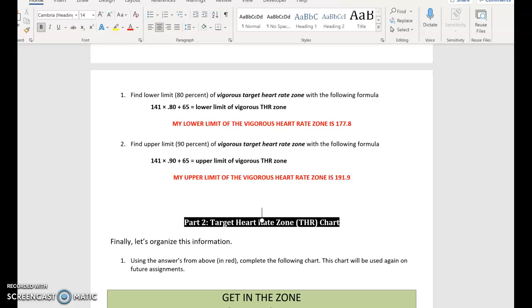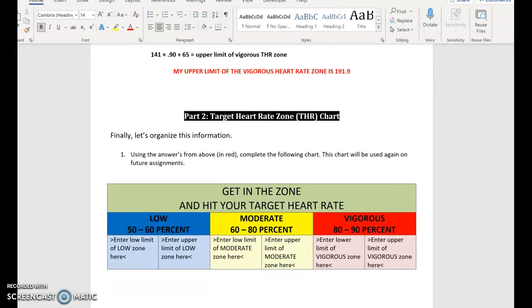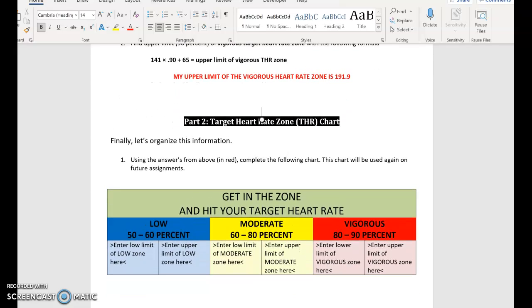And we have completed that. Moving on to part 2. For this part, we are just copying down numbers. This chart, get in the zone and hit your target heart rate, is going to be seen in a future assignment. So we want to make sure these numbers are correct. So the directions say, using the answers from above in red, complete the following chart. This chart will be used again on future assignments.